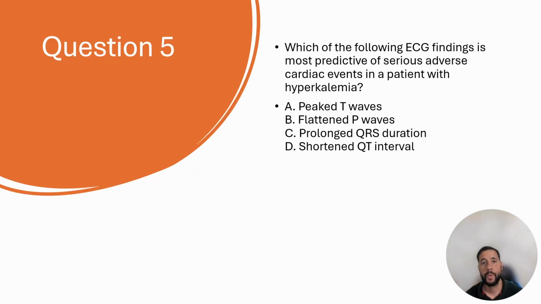And the last question, question number 5. Which of the following ECG findings is most predictive of serious adverse cardiac events in a patient with hyperkalemia? Is it A, peaked T waves, B, flattened P waves, C, prolonged QRS duration, or D, shortened QT interval?